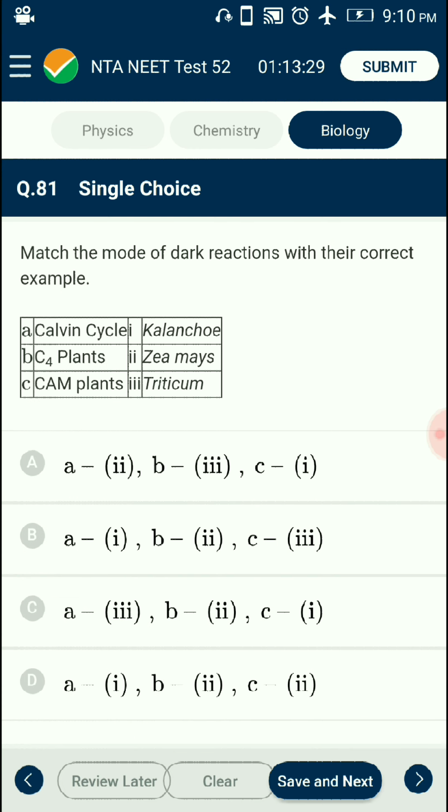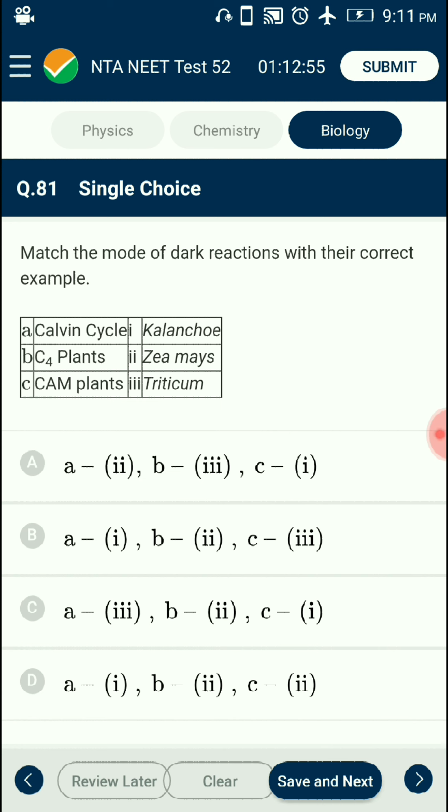Question number 81. Match the mode of dark reaction with the correct examples. The carbon dioxide assimilation during photosynthesis is of two main types. In those plants in which the first product of carbon dioxide fixation is a 3-carbon compound, phosphoglyceric acid, that's why it is generally called C3 acid, it is known as the C3 pathway or Calvin cycle. And those in which the first product is oxaloacetic acid, a C4 acid, is the C4 pathway.